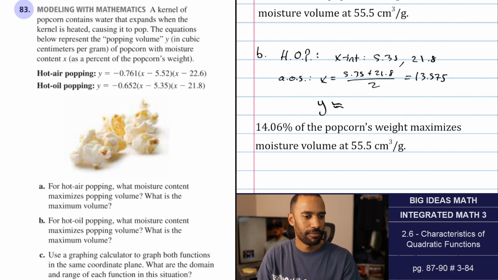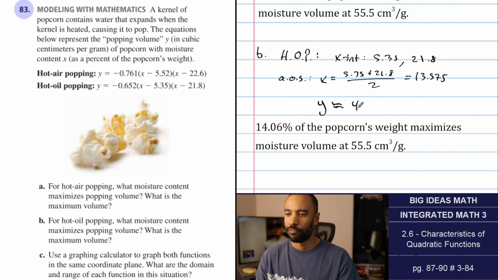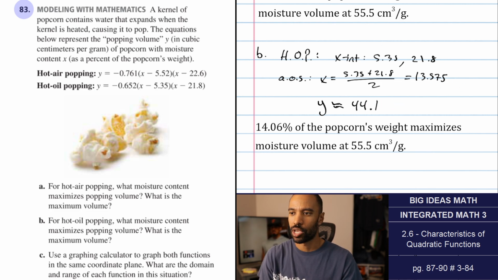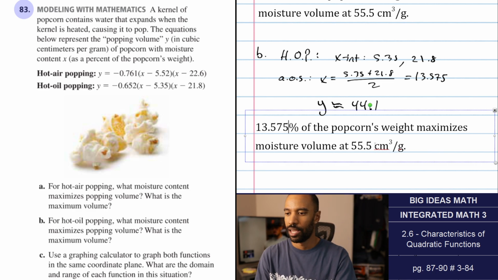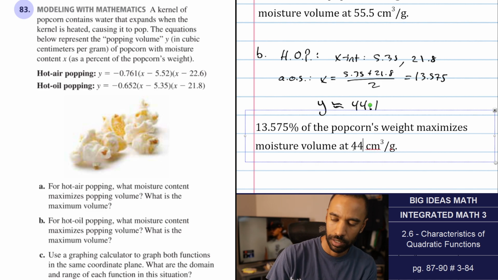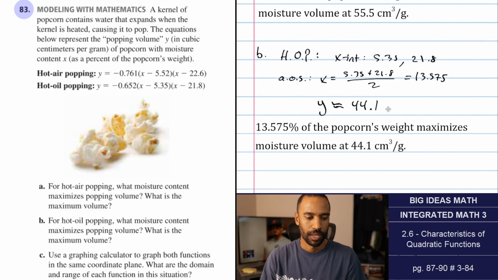So we have negative 0.652 times 13.575 minus 5.35 times 13.575 minus 21.8. This one is 44.1 about. Okay, so this is 13.575% and 44.1 cubic centimeters per gram. Part C, use a graphing calculator to graph both functions in the same coordinate plane.